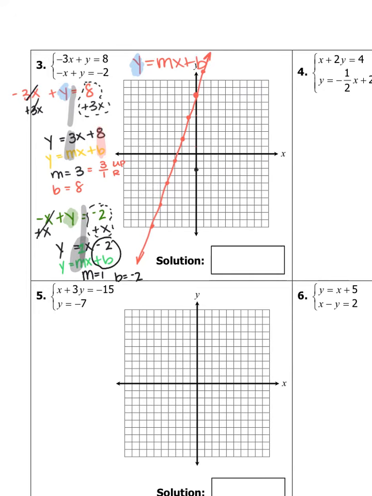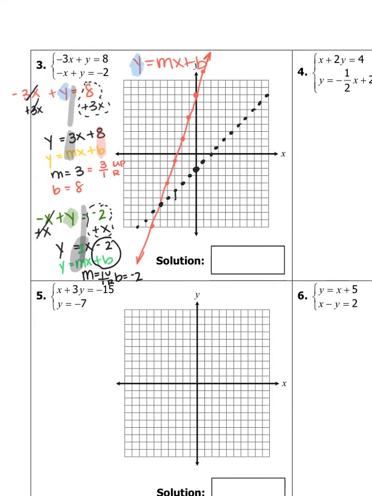So I'm going to start at -2 on the y-axis and then move my slope. So my slope is 1, which is the same thing as 1 over 1, which means I'm going to go up 1 and right 1. So up 1, right 1, up 1, right 1. And I'll keep going until I get to the top of my graph here. But it also means I could go down 1 and left 1. So down 1, left 1, down 1, left 1, down 1, left 1. And we can see that we just crossed there.